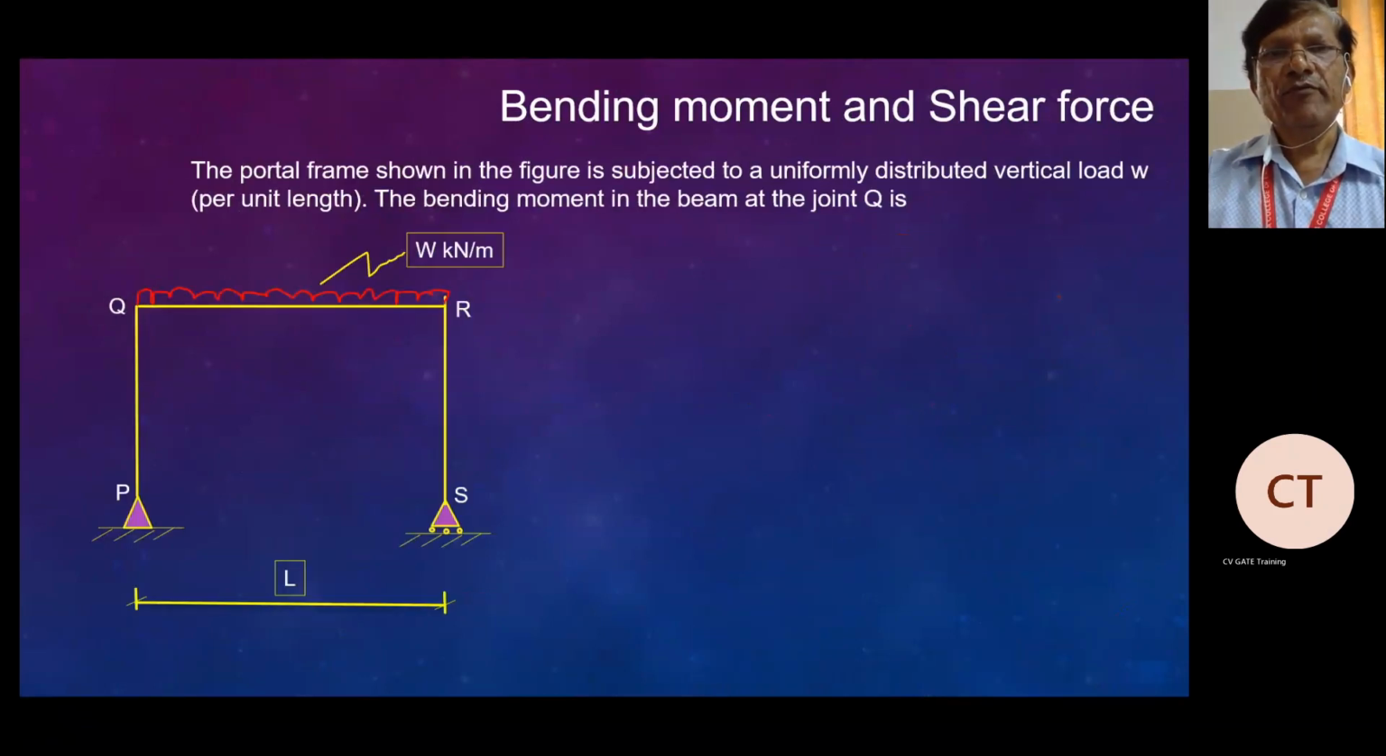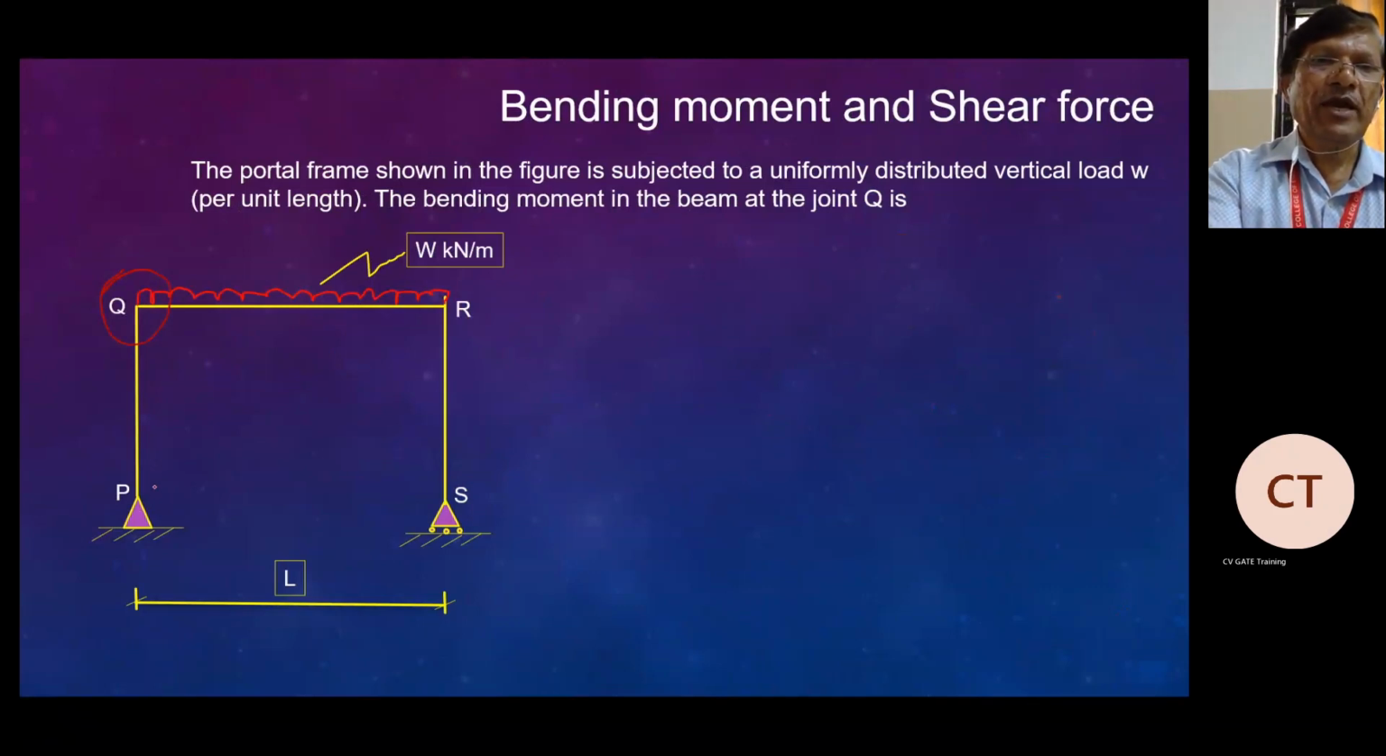So here you see, the portal frame shown in the figure is subjected to a uniform vertical load of W unit per length. The bending moment in the beam at a point Q. What is the bending moment they're asking here? So how can you calculate? If you have a fixed end here, it is different. So we have the hinge condition here and roller condition here. Once you have the roller, there is no moment here. Once you have the hinged portion, only vertical and horizontal forces you can have. There is no moment, so you cannot transfer the moment here. So what will happen? This will be acting as, again, a simply supported beam.